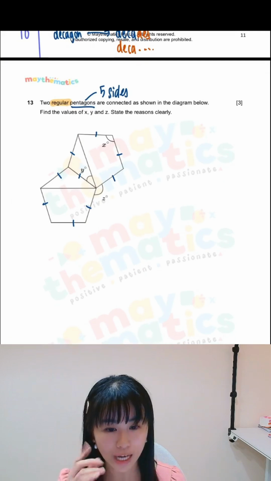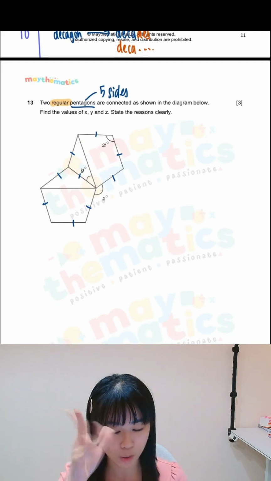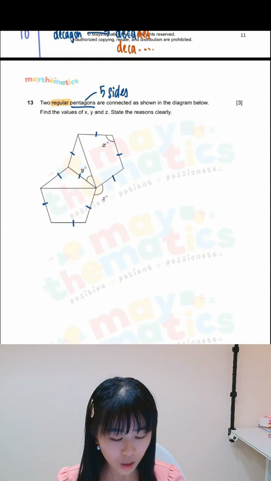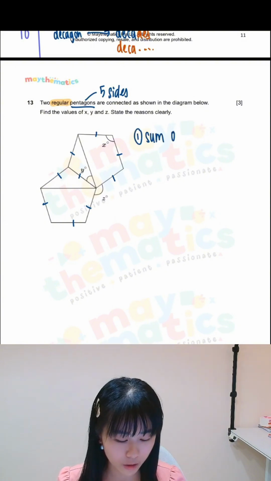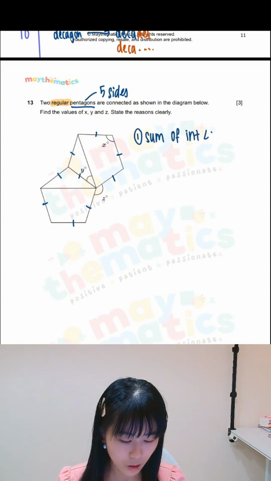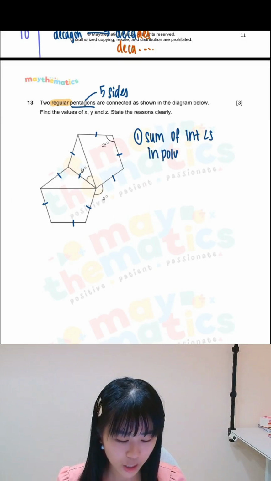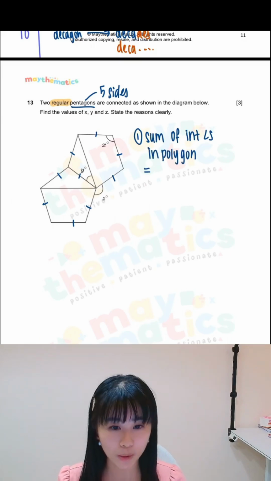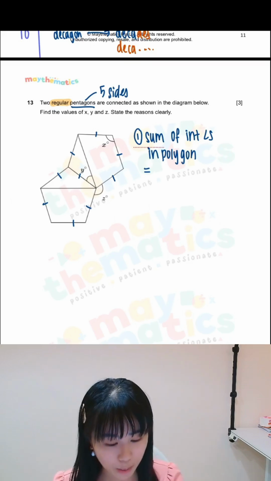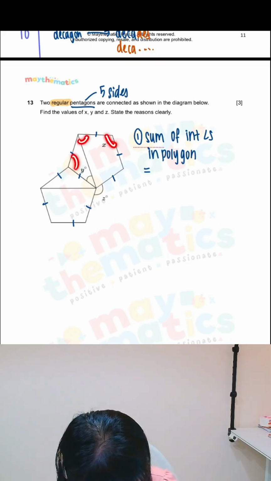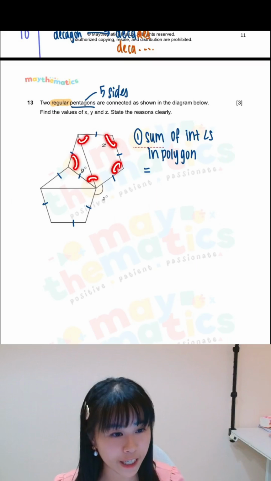Alright, so just now I told you all you need to know 5 formulas, and one of the formulas is the sum of interior angles in a polygon. Okay, just now we revised this already. Can more of you tell me what that formula is? If I want to find the sum of interior angles, like 1, 2, 3, 4, 5, added up becomes how many degrees? What is that formula?